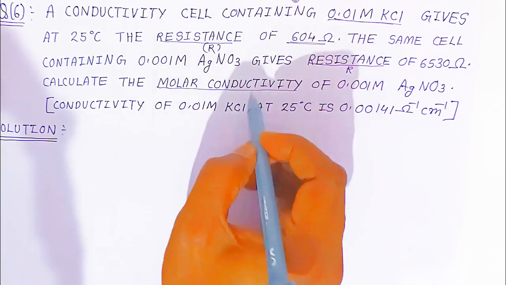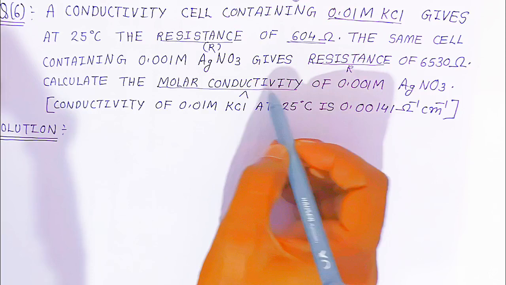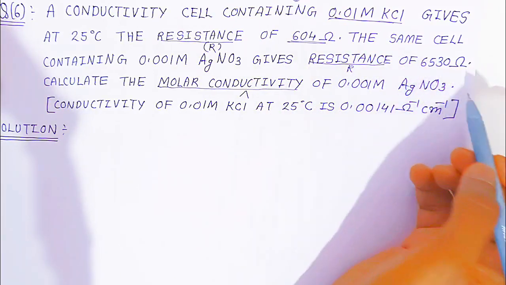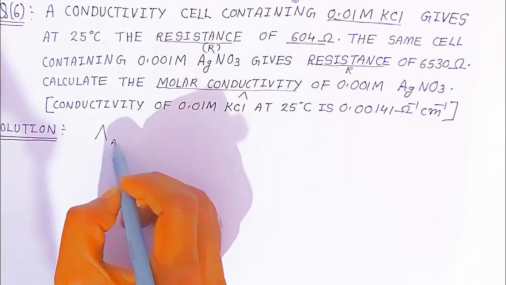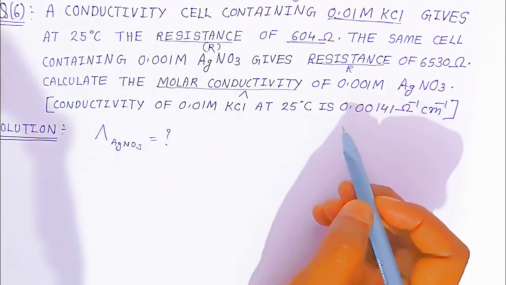Molar conductivity students, this is the symbol lambda. We have to calculate molar conductivity of 0.01 molar silver nitrate. Okay students, so we have to calculate molar conductivity of silver nitrate AgNO3. What will be the molar conductivity of silver nitrate? Okay students, what else is given?